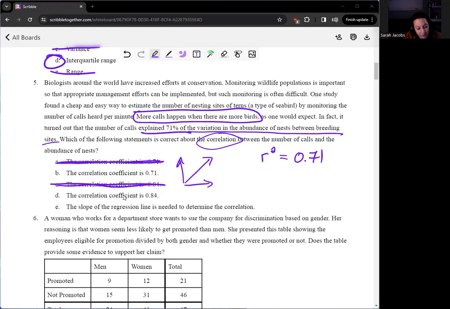Well, if that's R squared, R is our correlation coefficient. How do we find R if we know R squared? Oh, that's right. We take the square root. So we're going to take the square root of 0.71. And as you might have guessed, it is 0.84.